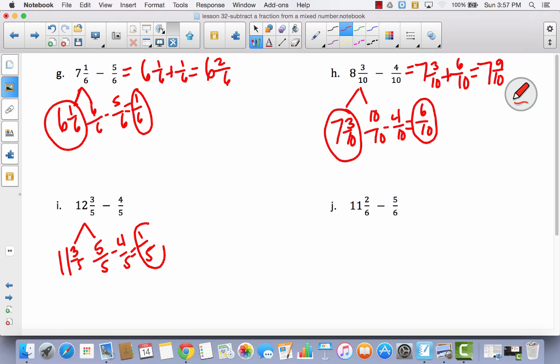So I have 1/5 plus 11 and 3/5. So let's see what that gets us all together. 11 and 3/5 plus 1/5 equals 11 and 4/5.